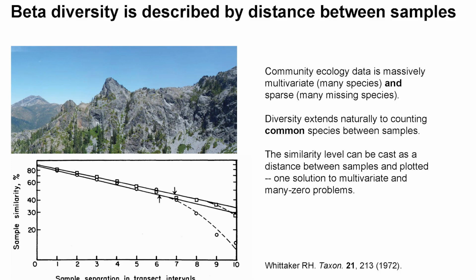And we usually cast these beta diversities as distances between two samples rather than similarities. This is an example from one of Whittaker's really early papers. He is trying to see here how sample similarity is decreasing as he walks down the mountain.